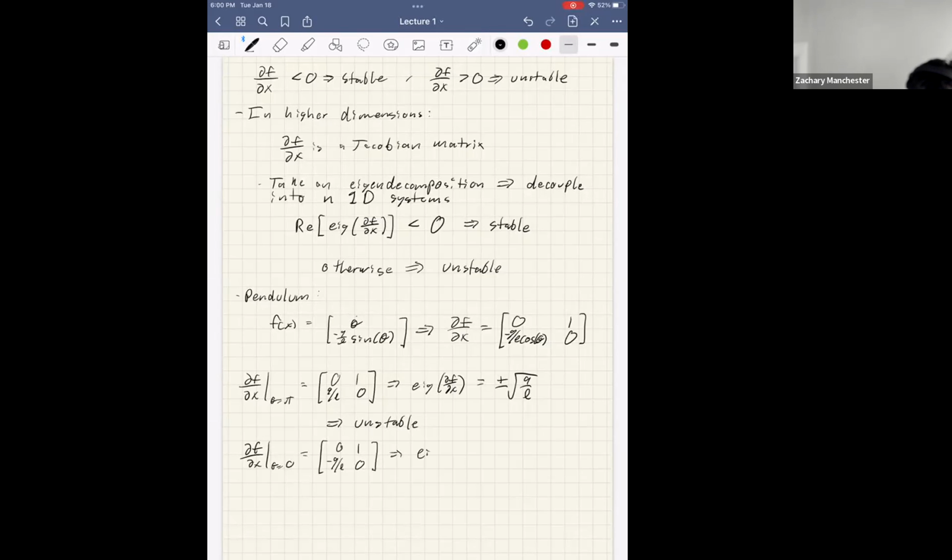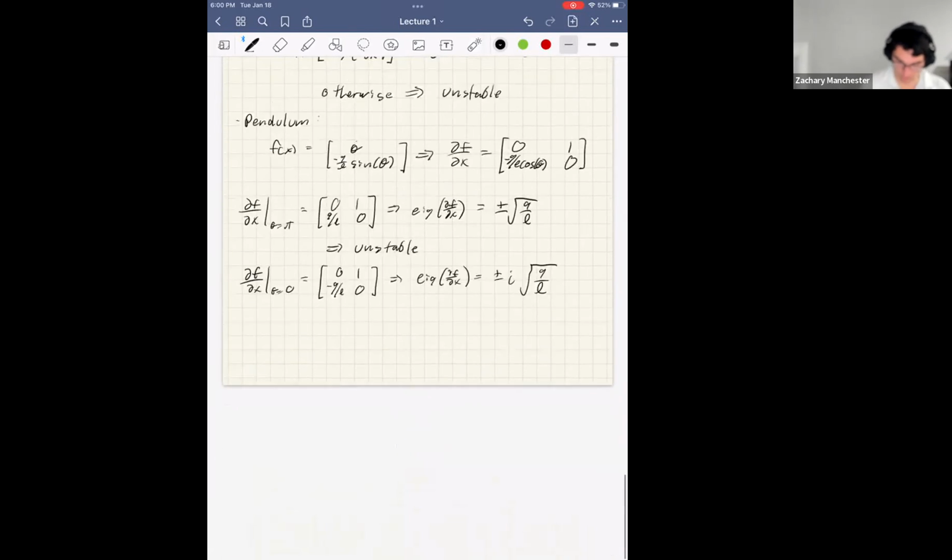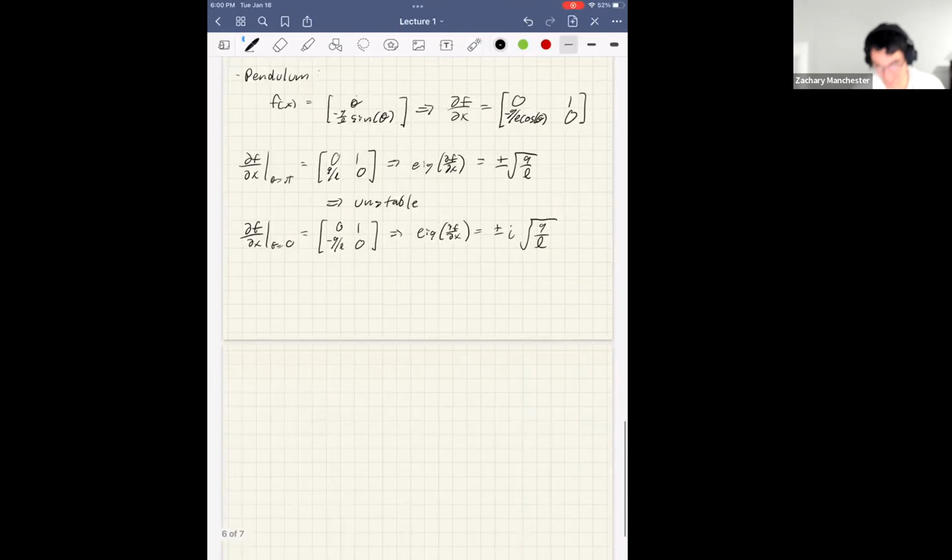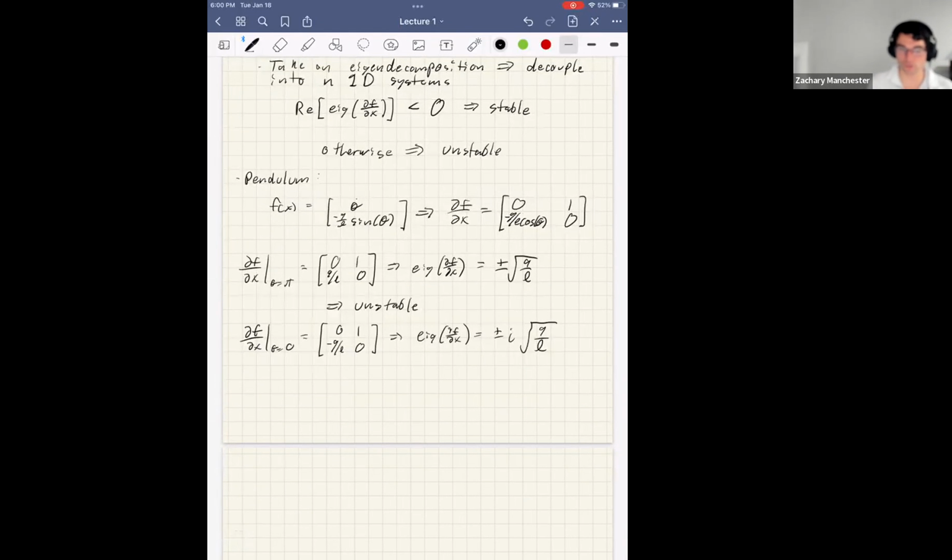And if I take the eigenvalues of this guy, it turns out what I'm going to get is plus or minus i or j, depending on your persuasion, root g over L. And so this is pure imaginary, no real part. This is a bit of a weird case that we didn't talk about, but now we're going to talk about it. In the theory of linear systems, we call this pure imaginary case marginally stable.